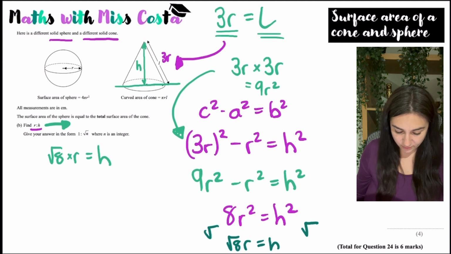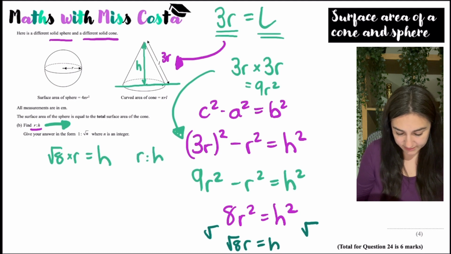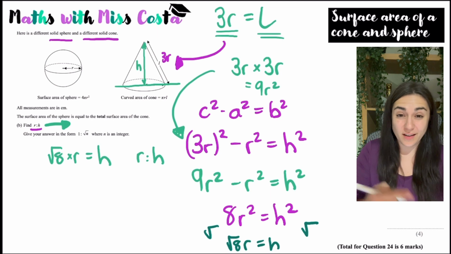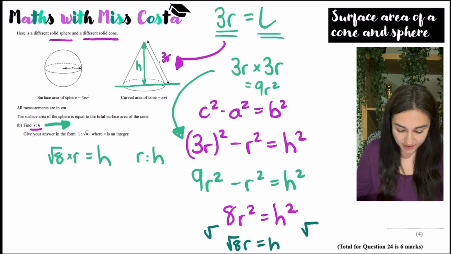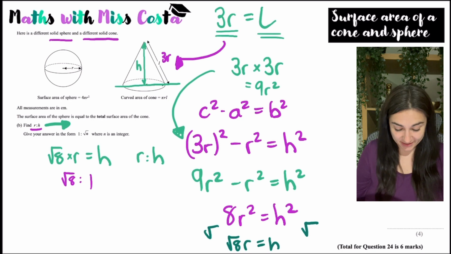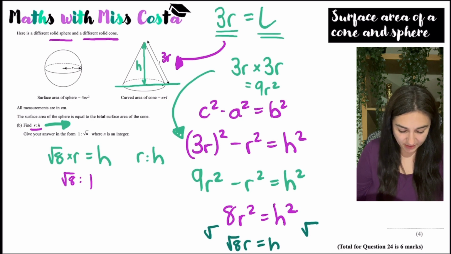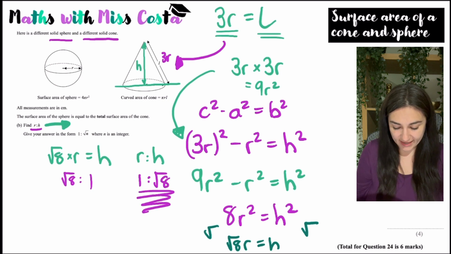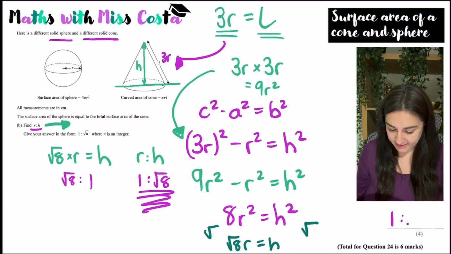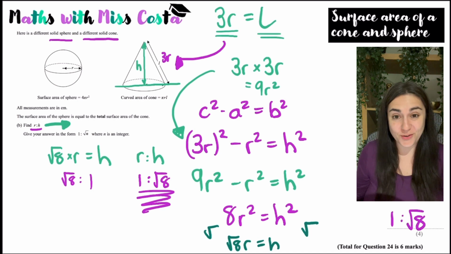And I need to write the ratio r to h. So once again, think about what we did with the last question where we effectively flipped the ratio. Some people might think, okay, that ratio is going to be square root of 8 to 1, but it's actually going to be flipped. So the ratio would be 1 to the square root of 8. And rewatch the last video if you don't understand why. And that is how I would do that question.